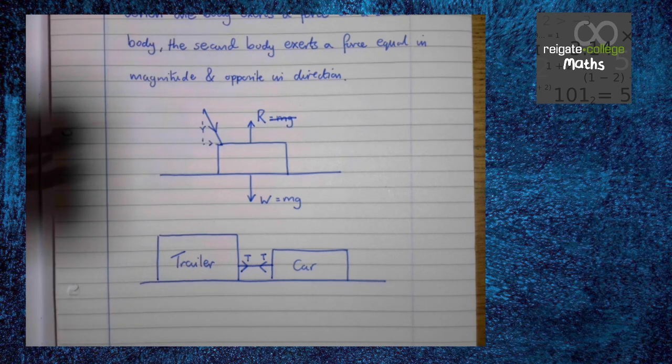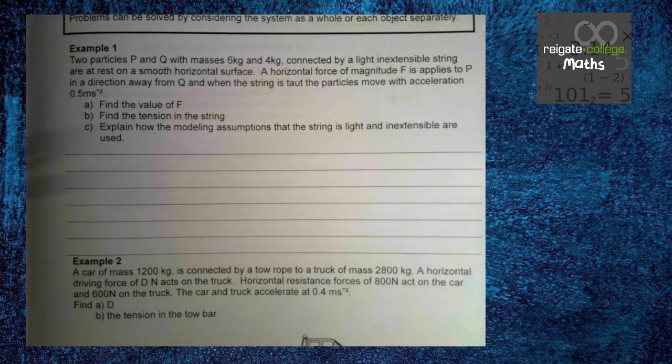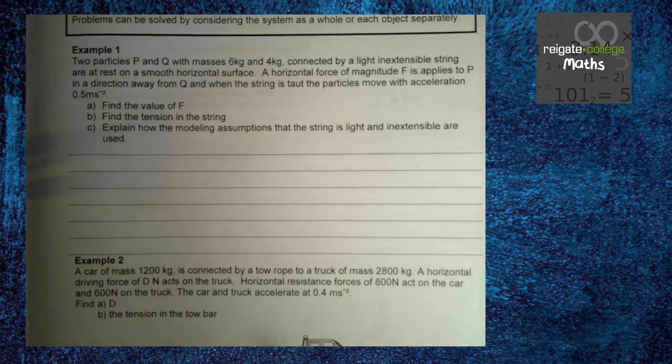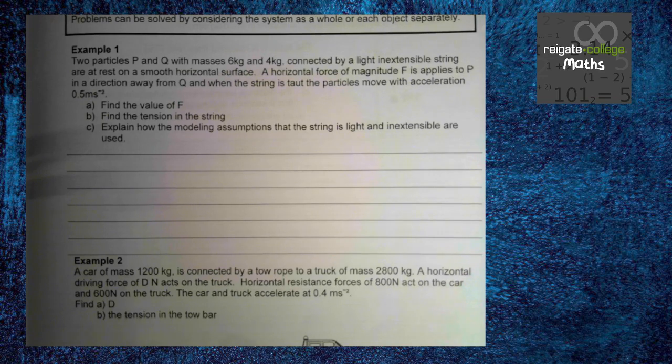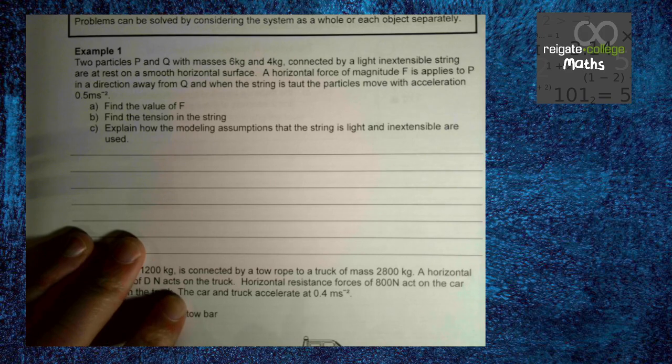So what we're going to do now is have a look at a few examples of how to use Newton's third law. In this example, we've got two particles, P and Q, one with mass 6 and one with mass 4, connected by a light inextensible string at rest on a smooth horizontal surface. A horizontal force of magnitude F is applied to the first particle in a direction away from Q, and when the string is taut, the particles move with acceleration 0.5 meters per second squared.